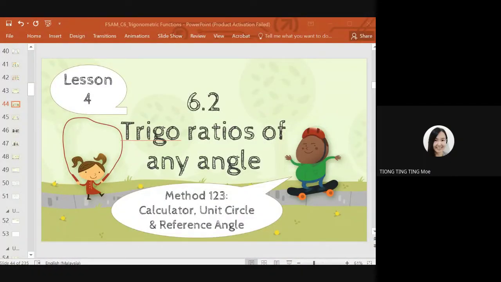Okay, let's start a lesson today. Today we'll go to lesson 4. We are going to find the trigonometric ratios of any angles. Okay, so there are a few methods to show you.